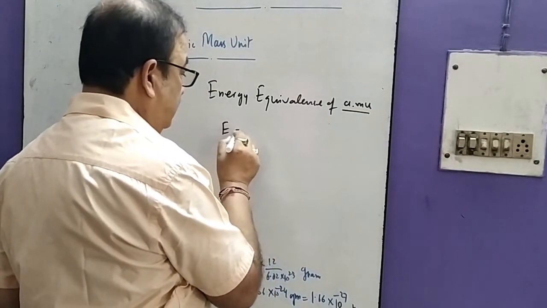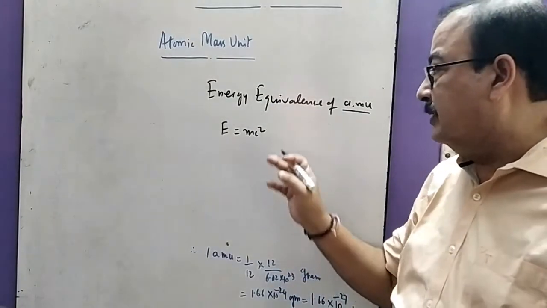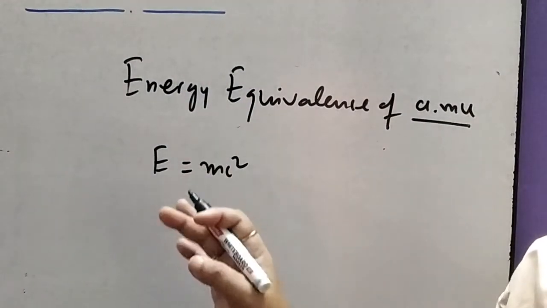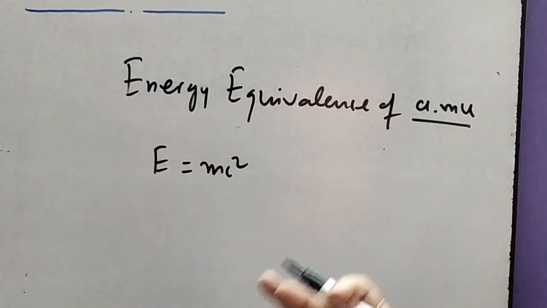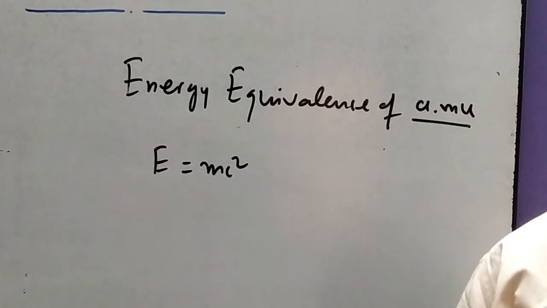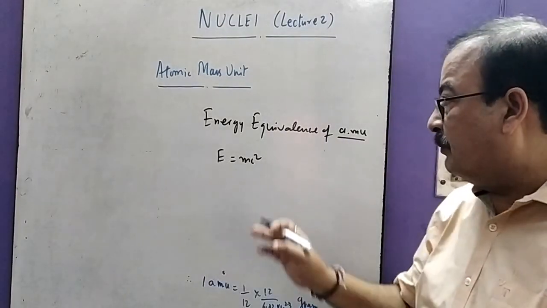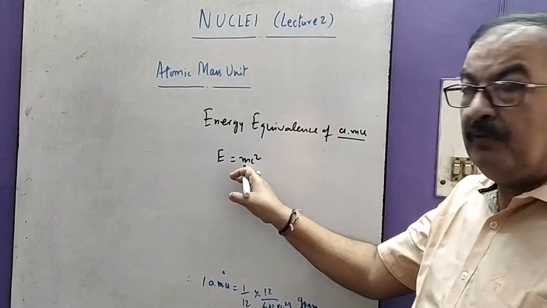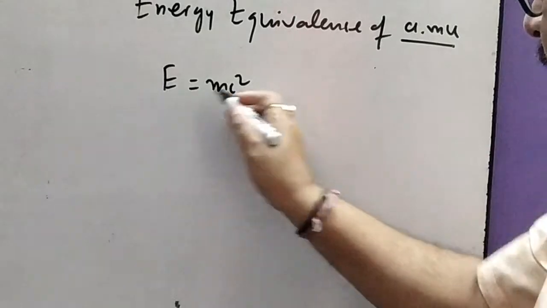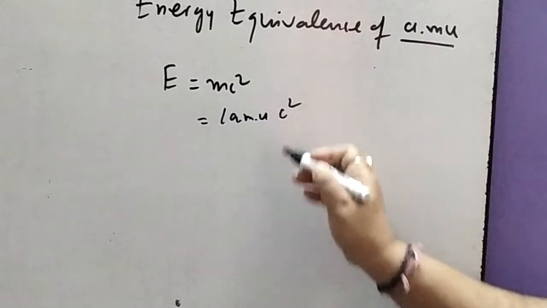According to Einstein's theory, E equal to mc square. Whatever has some mass also corresponds to some energy, and if something has some energy, we can correlate it with some mass. That is, mass and energy are interconvertible, one can be converted into the other. Suppose we have a mass of 1 amu; then the energy equivalence of this must be 1 amu times c square.